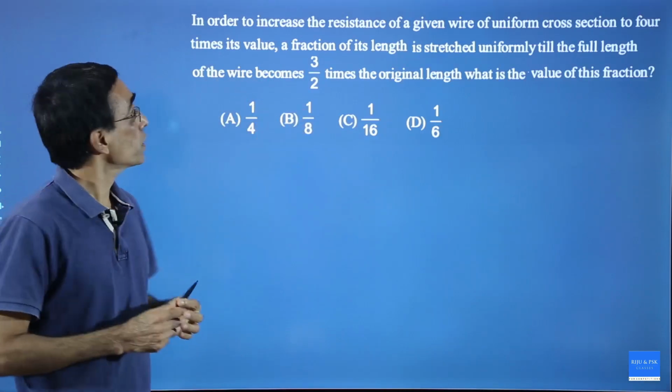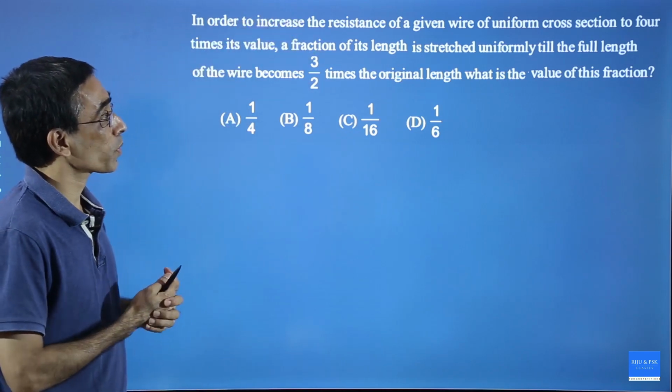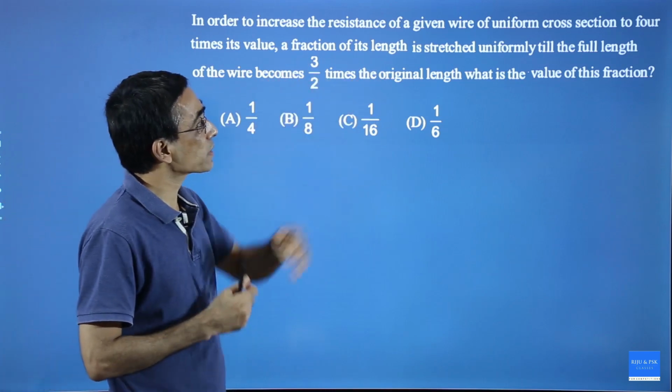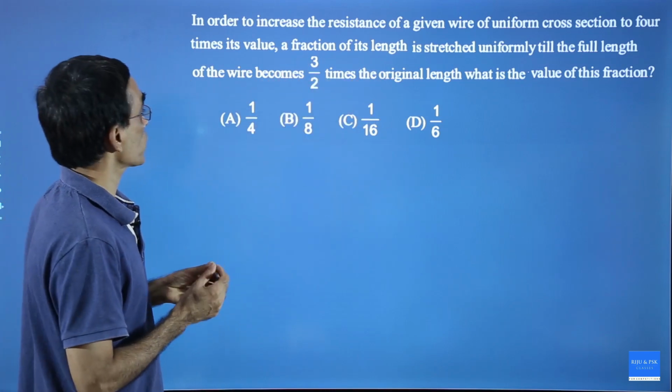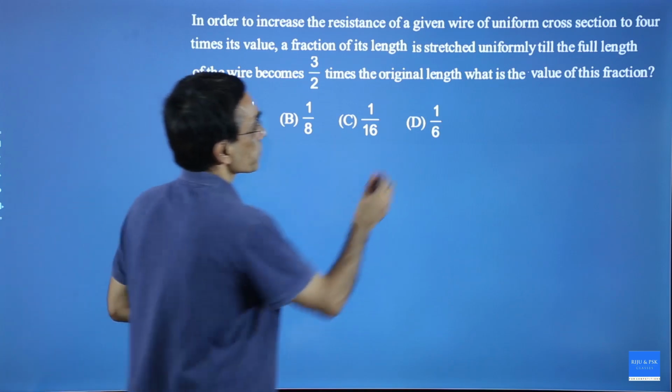another beautiful question. In order to increase the resistance of a given wire of uniform cross section to 4 times its value, a fraction of its length is stretched uniformly till the full length of the wire becomes 3 by 2 times the original length. What is the value of this fraction?